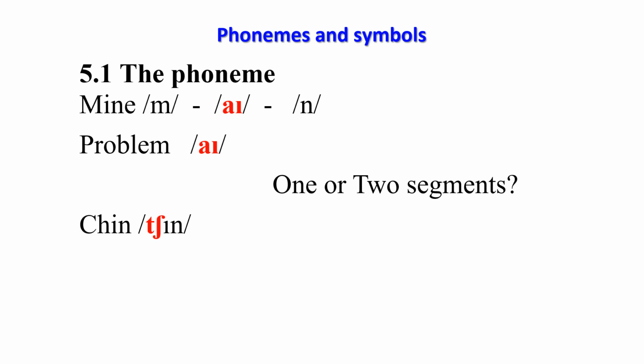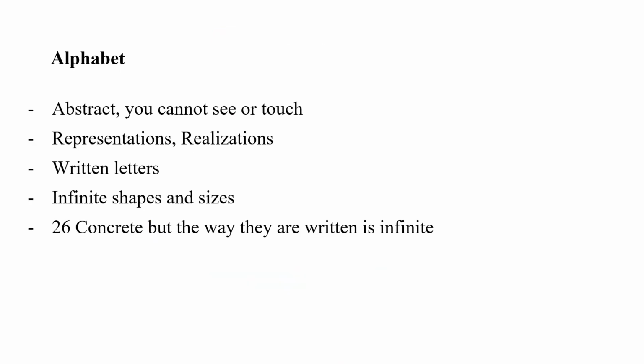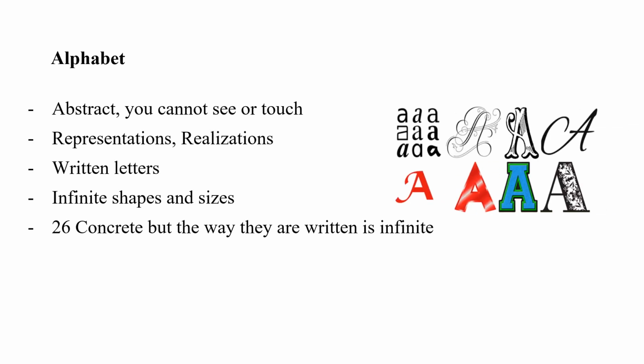The same applies to the first sound in the word chin. Is an affricate sound made up of 1 or 2 segments? Actually, in both cases, there is only 1 segment, made up of 2 characters. The letters of the alphabet are abstract entities. You cannot see or touch them. What you actually see are just representations or realizations of them. The letter A, for example, is an abstract entity, but it can be represented by many ways of writing.